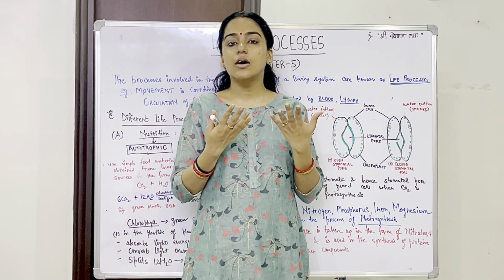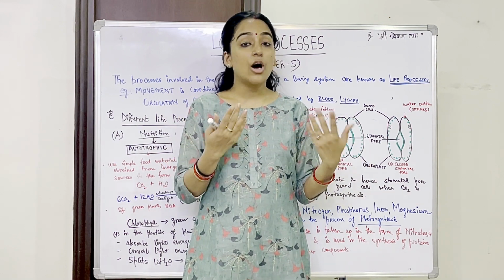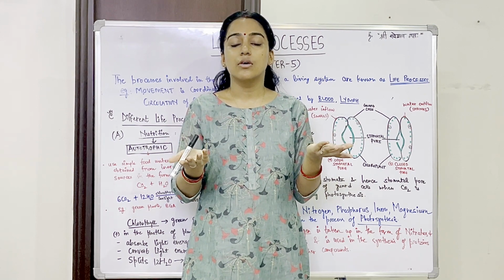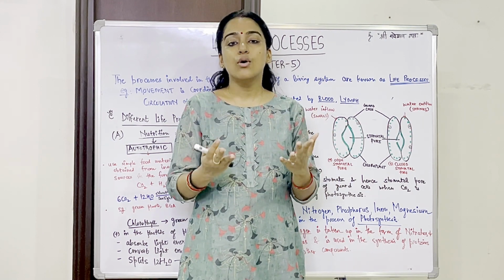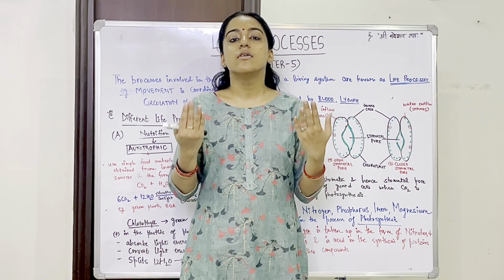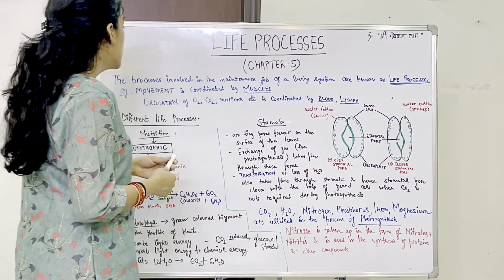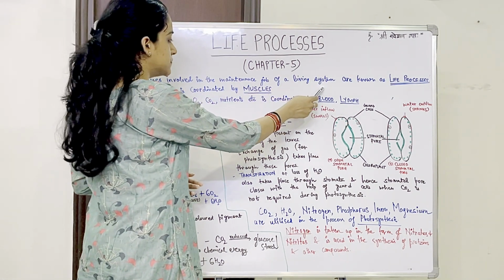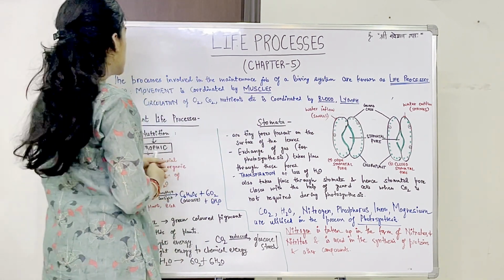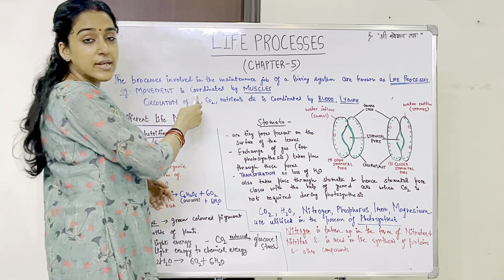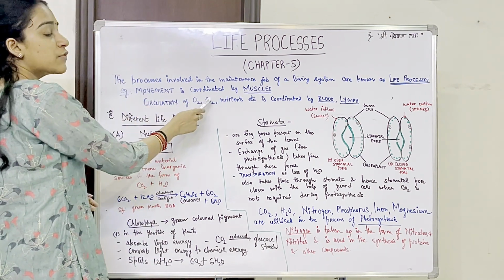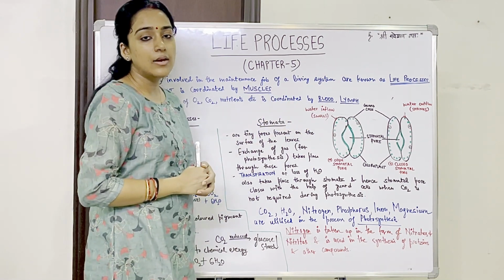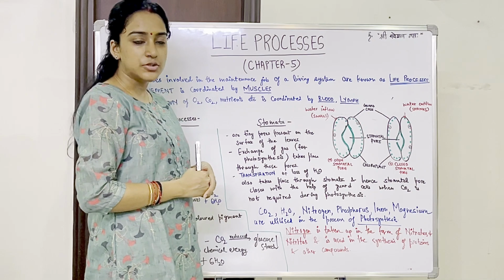Without the pumping of the heart, we cannot stay alive. Without eating or generating energy, our organ system cannot do any work. So these all involve what we call life processes. The processes involved in the maintenance job of a living system are known as life processes. For example, movement is coordinated by muscles. Circulation of oxygen, carbon dioxide and nutrients is coordinated by blood and lymph, which are called connective tissue.